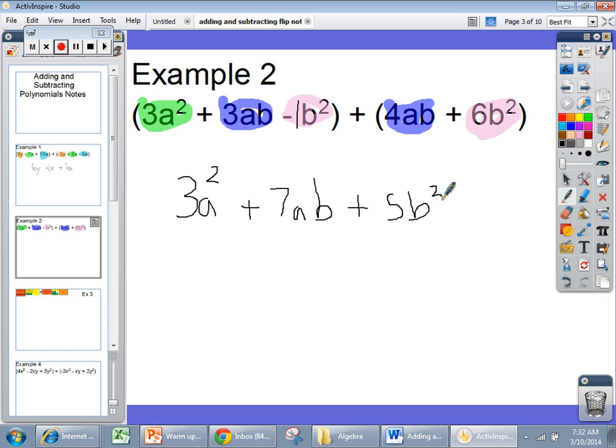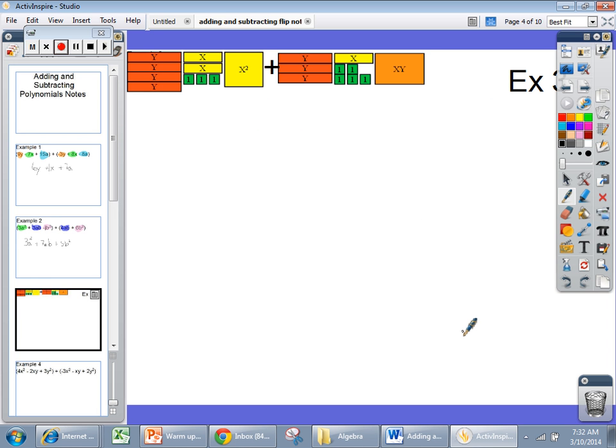All right, our next example is a little bit weird. You ready for the next one? Okay. So we have some algebra tiles for example number 3. The first thing I think we should do is actually write out what the algebra tiles are in regular algebra. So how many y's do I have over here? 4. So that's going to be 4y. How many of these long x's do I have? 2x.